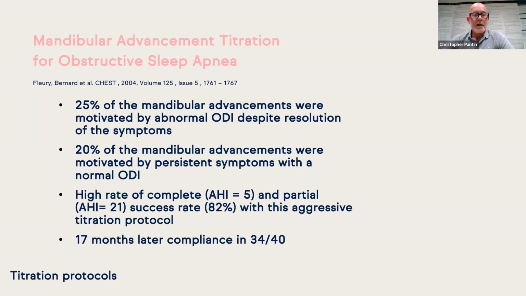The high rate of complete response, that means AHI 5 or less, and partial response, AHI 21, success rate was 82% with an aggressive titration protocol like this. The good news was that the compliance was really high. So 34 out of 40 patients, nearly 18 months later, were still compliant. And we see that a lot with splints. We quote patients 80% compliance at 5 years compared to CPAP about 50% at 5 years.